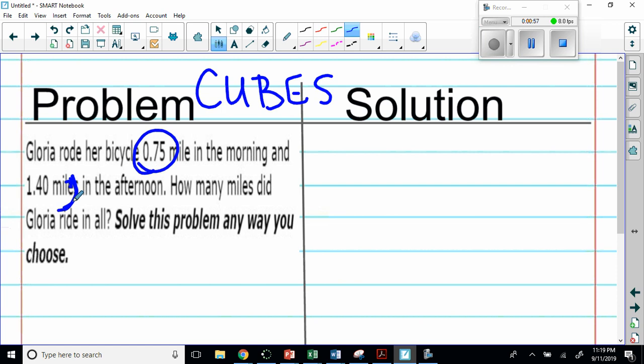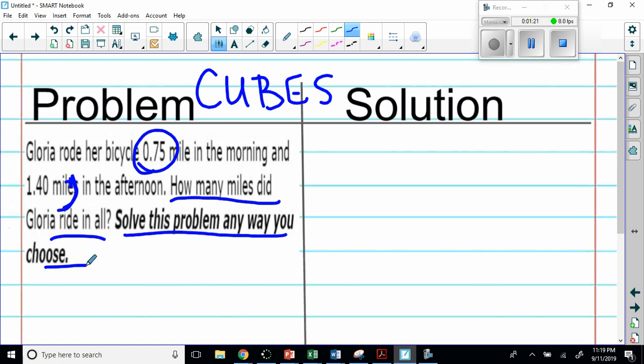We need to underline the question we're answering. How many miles did Gloria ride in all? Okay, so Gloria rode her bicycle 75 hundredths mile in the morning and 1 and 40 hundredths mile in the afternoon. And then we need to evaluate and visualize how we're going to solve this. Well, this says that we can solve this problem any way we choose.